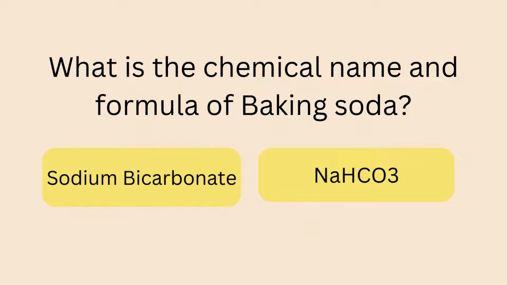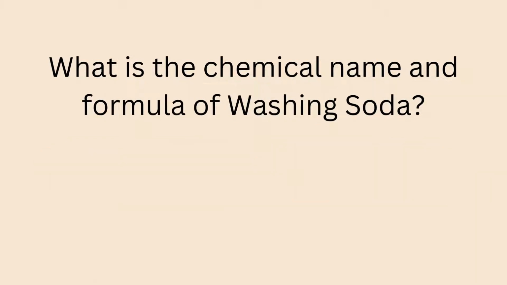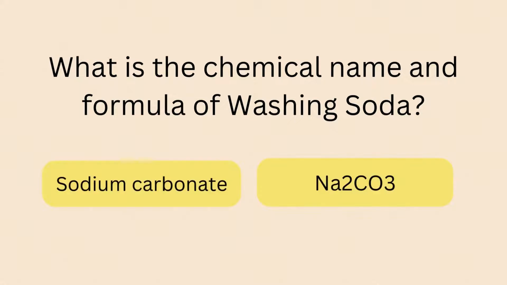Next one. What is the chemical name and formula of washing soda? Answer is sodium carbonate. And the chemical formula of sodium carbonate is Na2CO3. If you are getting some confusion between sodium bicarbonate or carbonate, simple. Baking soda starts with the letter B, right? So bicarbonate. Okay, it's not carbonate, it's bicarbonate. Maybe you can remember something like that.